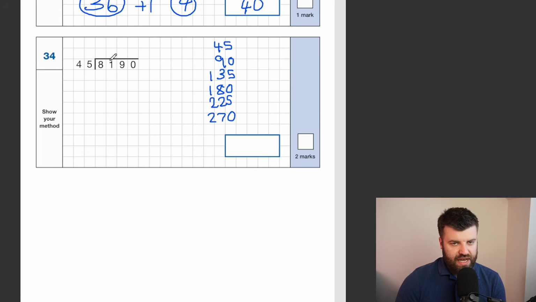45 into 8, obviously don't go. 45s into 81. Well, look, 2 45s is too many. It's too much. So it's just going to be 1 45. So if I take away that 45, I have 81, take away 45, do a bit of exchanging here. 11 take away 5 is 6. And then we've got 7 take away 4 is going to be 3. And drop down the 9, we have 369.